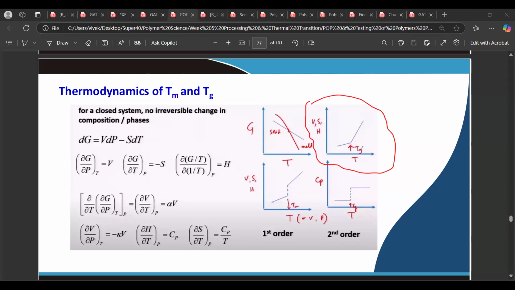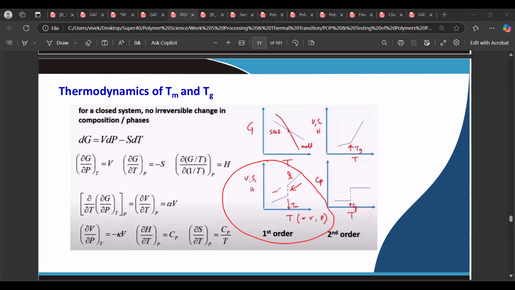So this could be Tg or this could be Tm, depending on what you are plotting and in what conditions, okay? So if you see this transition happening from liquid to solid at Tm, which quantity are you measuring? V, S, H, okay? And what is the x-axis? Your x-axis is temperature or volume or pressure.